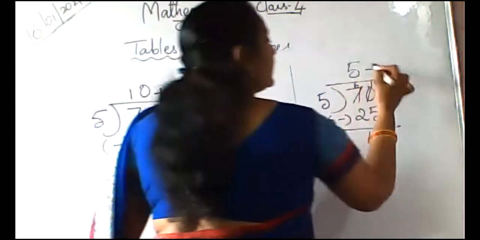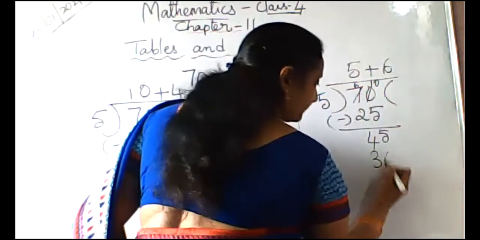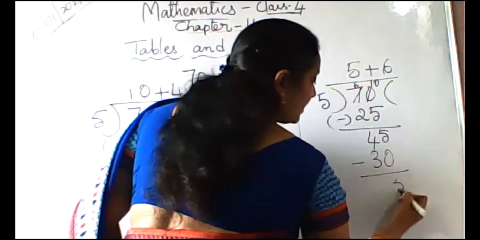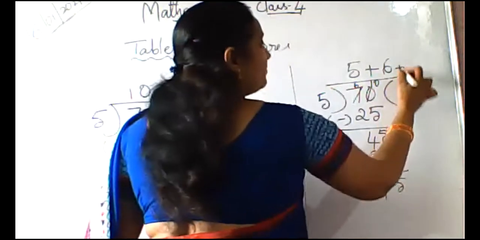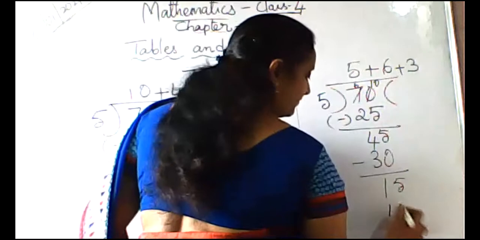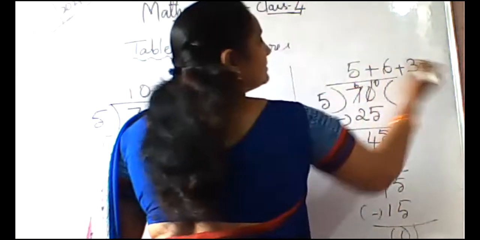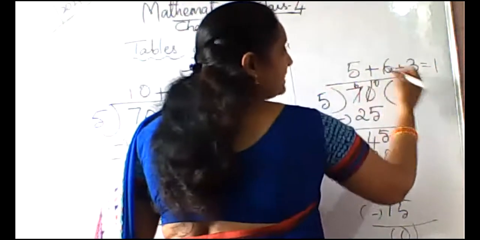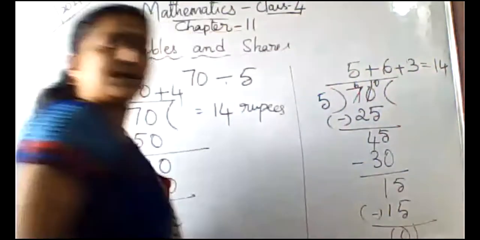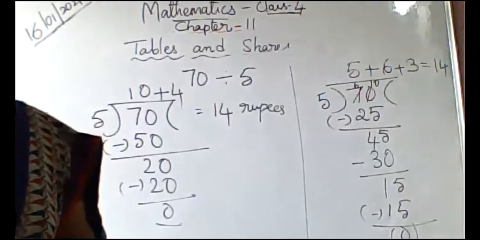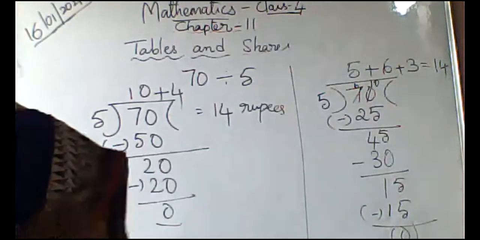Then again 5 6s are 30. Again 5 3s are 15. So 5 plus 6 is 11, 11 plus 3 is 14. So they also got 14 rupees. So here they tried in 2 ways.